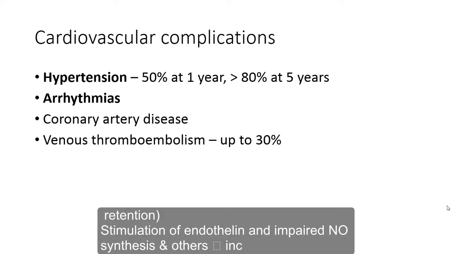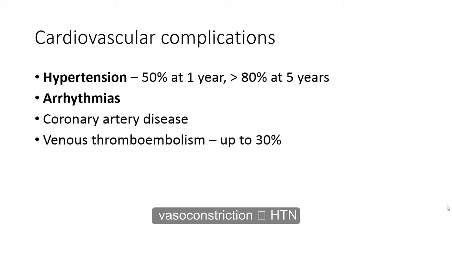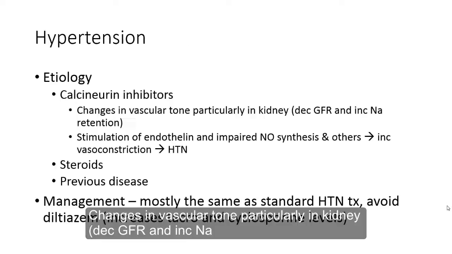So hypertension, just about everyone post-transplant seems to require antihypertensives. At 1 year, it's about 50%, and it's over 80% at 5 years. There's also the age group to think about, so it's going to be more common in that age group as they age. Arrhythmias, which I will focus a little more on, especially in the post-operative period. And then, like any other aging population, coronary artery disease. And then VT, which I'm not going to really focus on because that's technically intrathoracic. That's not what the talk's about.